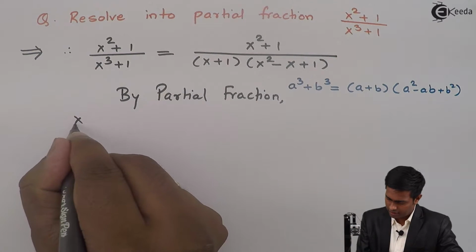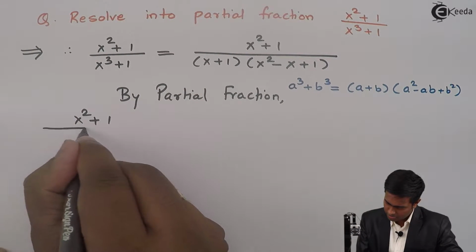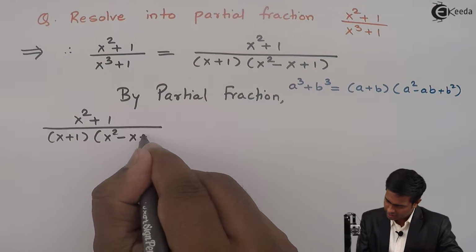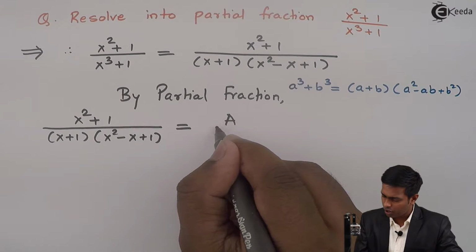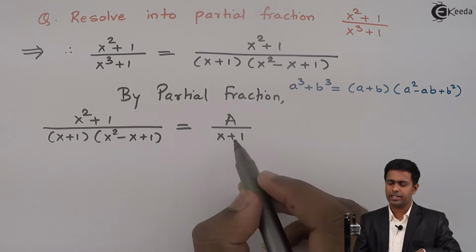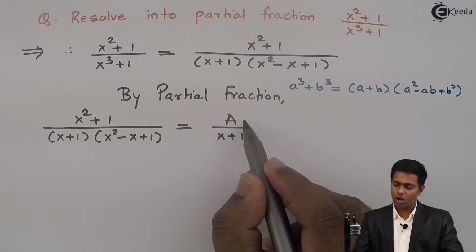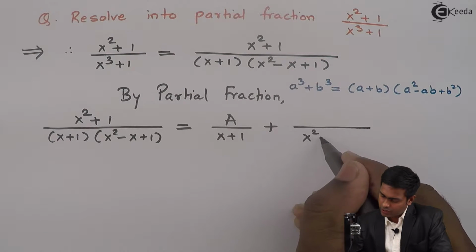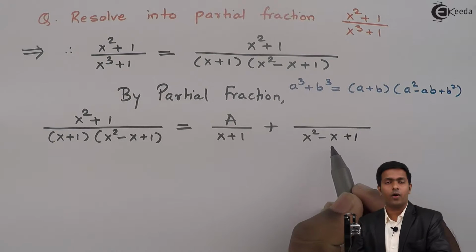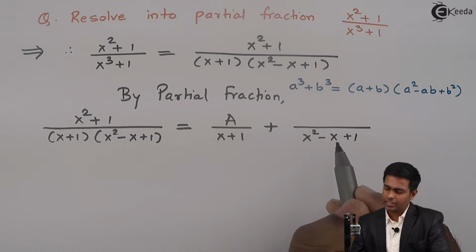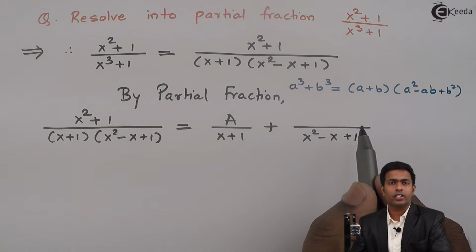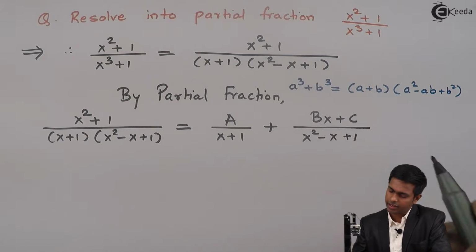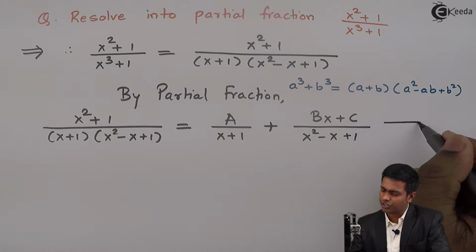So here I will say by partial fraction we will get x square plus 1 upon x plus 1 into x square minus x plus 1 as a upon x plus 1. Since this x plus 1 is the linear factor, we take a constant in the numerator. Now the second factor is quadratic, x square minus x plus 1, and whenever we have a quadratic factor, that time we take a linear equation in the numerator. So we will take bx plus c in the numerator. Now I will call this equation number 1.